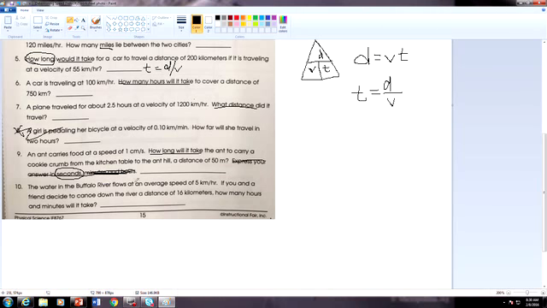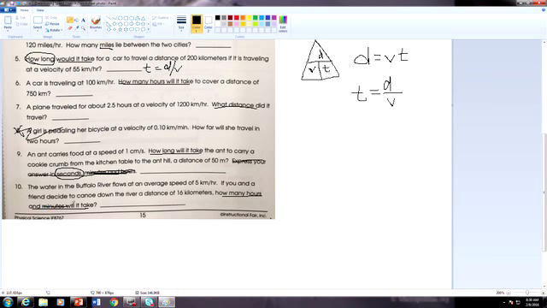The water in the Buffalo River flows at an average speed of 5 kilometers per hour. If you and a friend decide to canoe down the river at a distance of 16 kilometers, how many hours and minutes will it take? Okay, so we're going to go ahead and calculate this one. We're looking for time again. So we're doing T equals D over V. Here is your distance, 16 kilometers. Here is your speed.